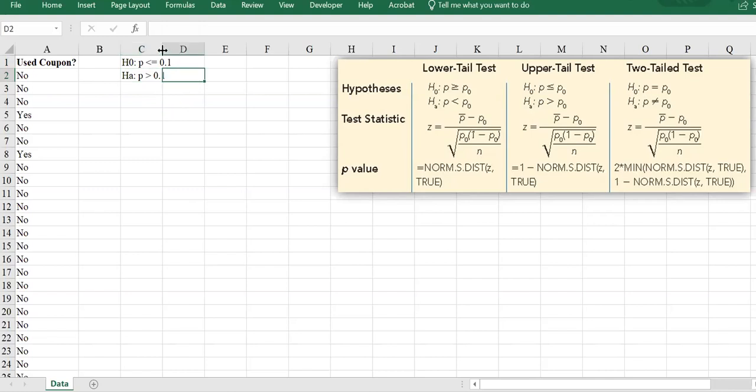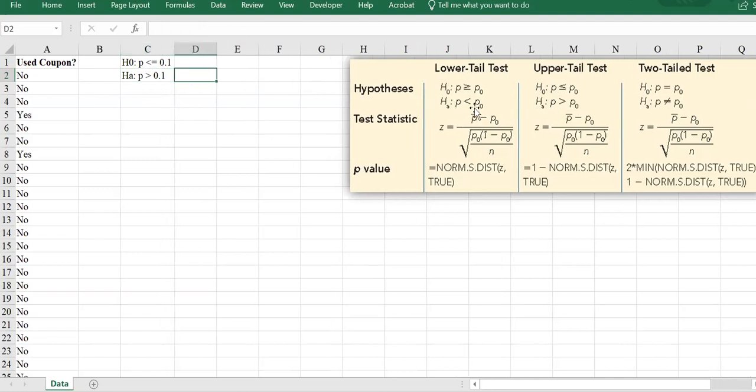All right. So this is basically how we develop it. And by definition, this looks like this one, and it's an upper tail test. So this is an upper tail test. For any of these, we need to find the test statistic, which follows a standard normal distribution.